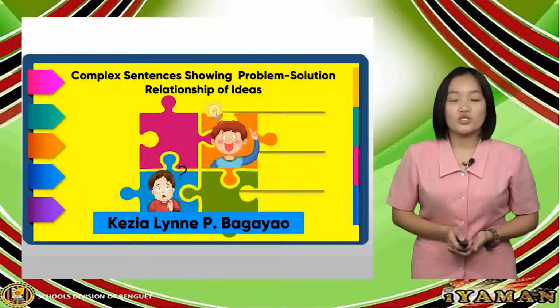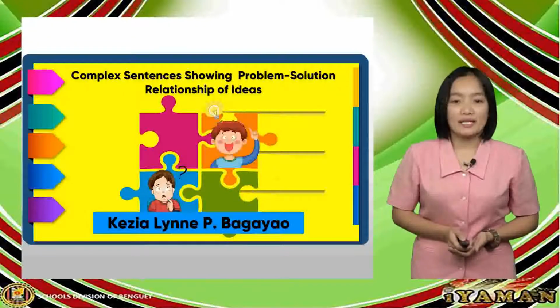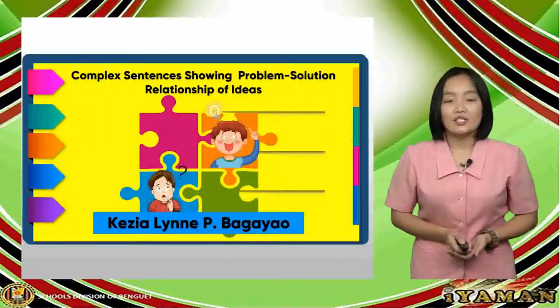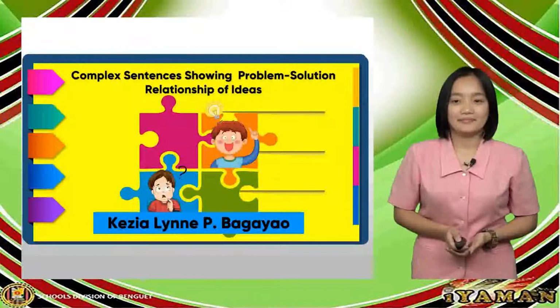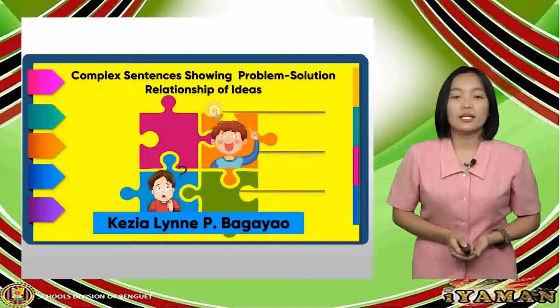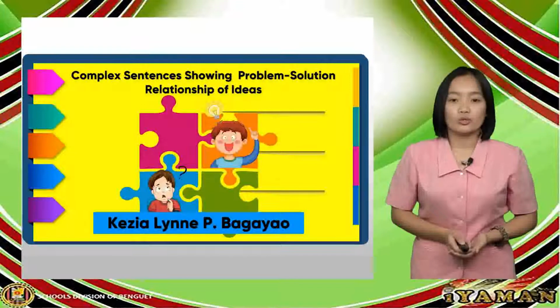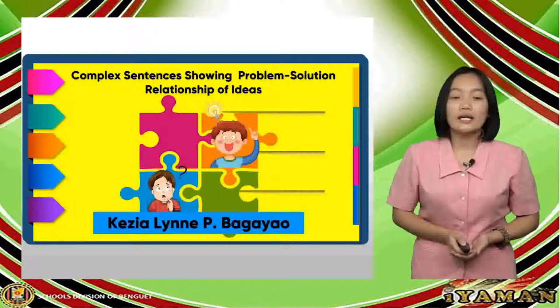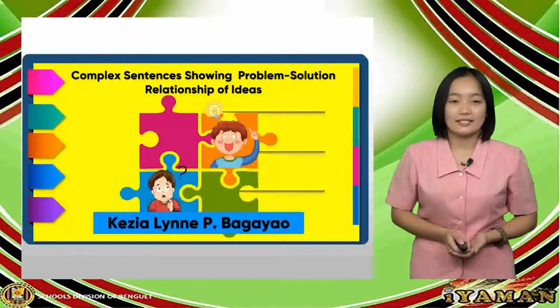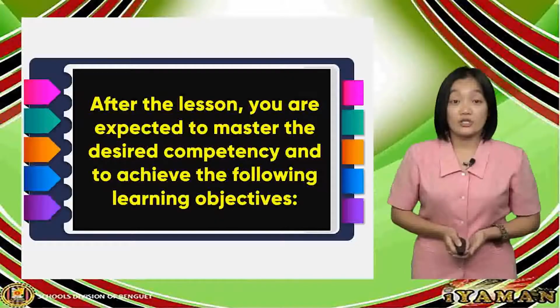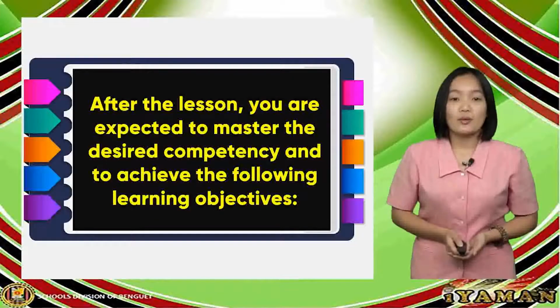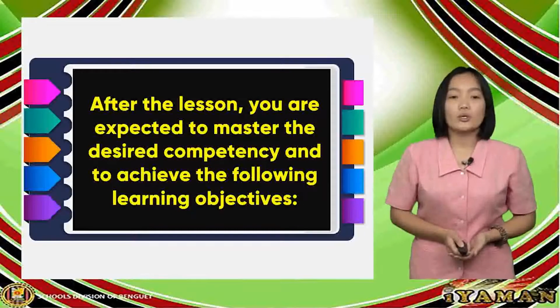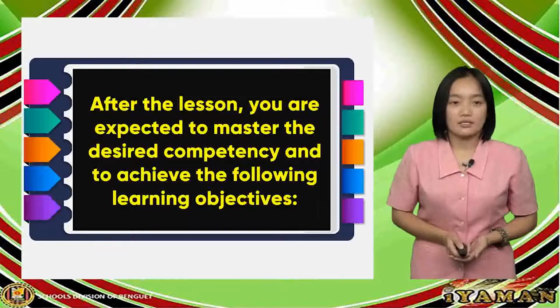This is the module that you will be using. Today, you will be learning about using complex sentences to show problem-solution relationships of ideas. This was developed by Teacher Kezia Lynne Bagayao. You are encouraged to actively engage yourself in exploring the module. Read the directions carefully and do the learning activities provided. After the lesson, you are expected to master the desired competency and to achieve the following learning objectives.